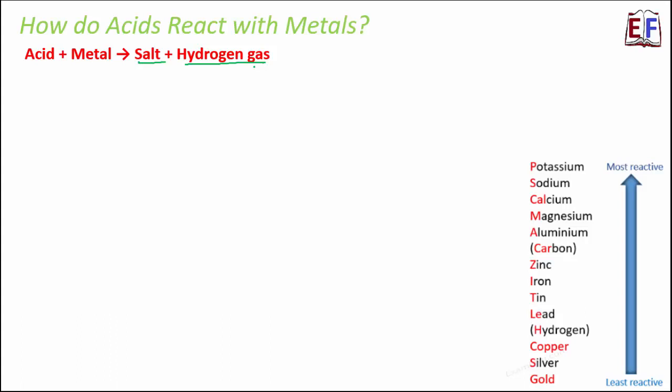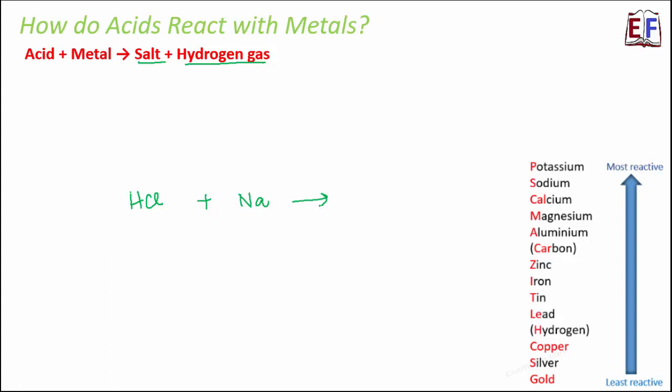Let's look at this. Let us take this example. Let us suppose we have this acid, hydrochloric acid, and it reacts with a metal, say sodium. So what do you think should happen? How will a salt be formed?